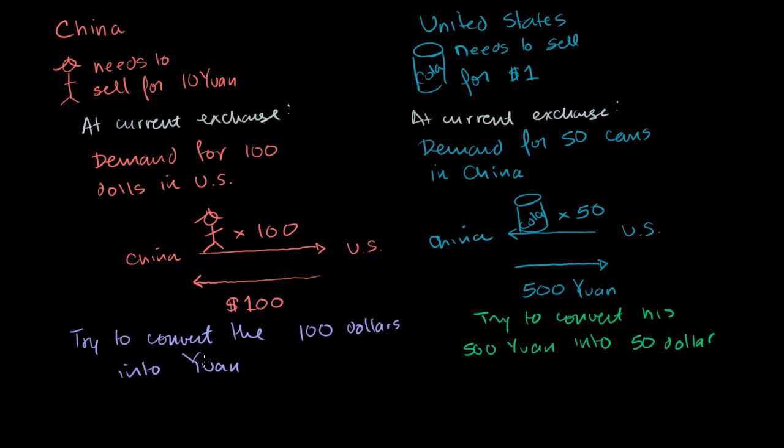And let me make it clear. This guy thinks he's going to get 10 won for every dollar. So he wants to convert his $100 into 1,000 won. So let me write it here, 1,000. I should have written it over here, but let me write 1,000 won over here.